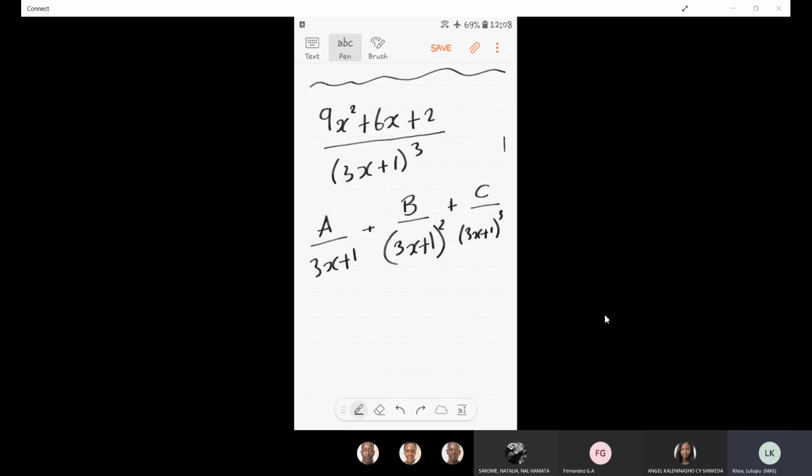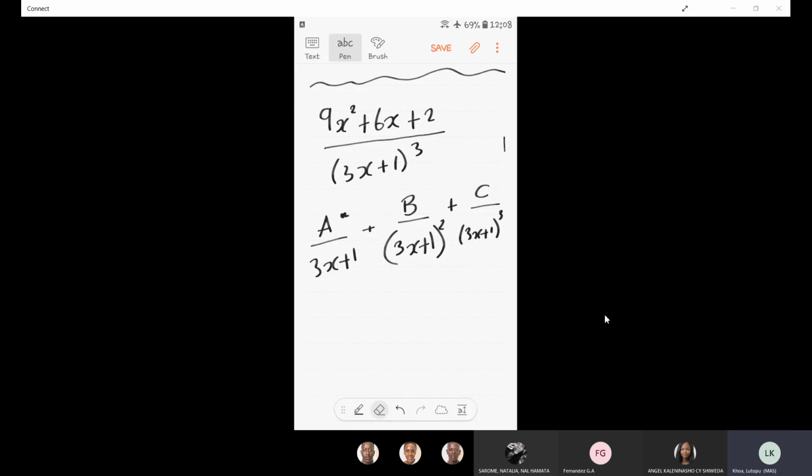Then what I do, very important, my numerators, these are constant terms. Sorry, I meant it's a constant term. There's no x in the numerator. So I don't look at this one and say it's quadratic. I still look at it as 3x plus 1, but just with the square.